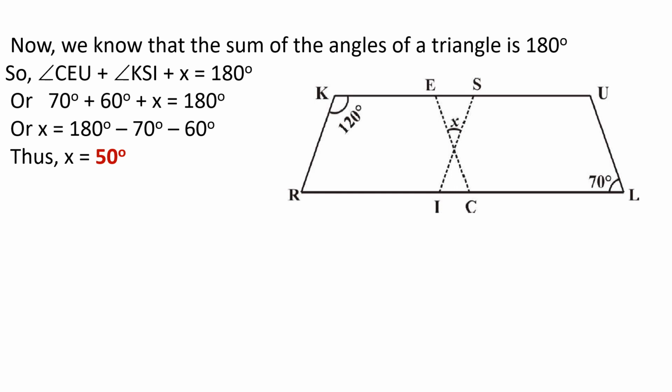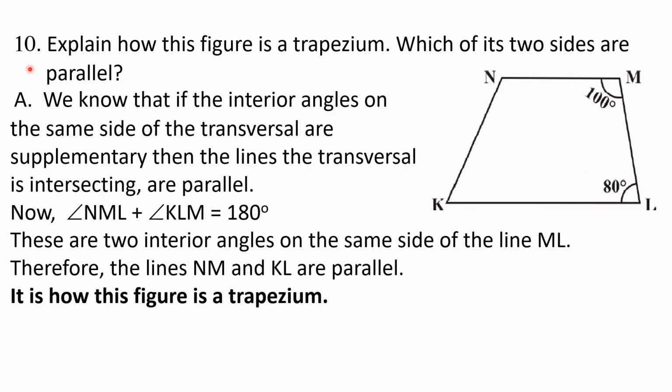Next question. Next question is, explain how the figure is a trapezium. This figure is a trapezium. Which of its two sides are parallel? We know that a quadrilateral is a trapezium if one pair of its opposite sides is parallel.